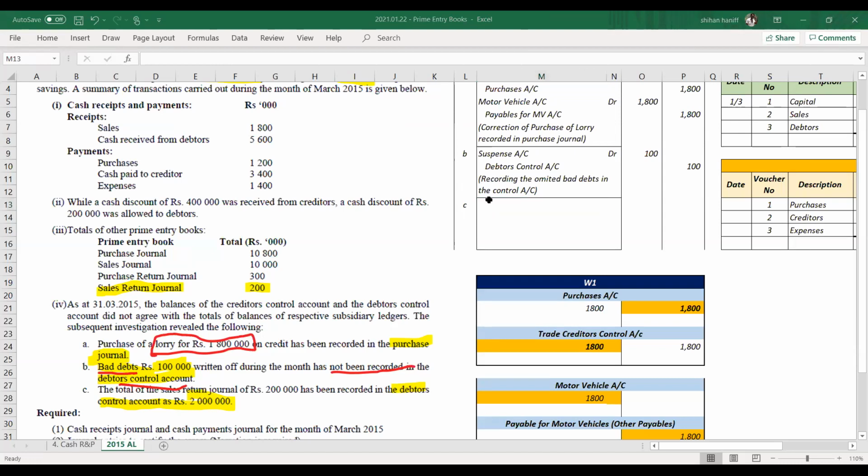Yes. So in the debtors control account, because it's a credit entry, it was credited more. You have to credit 200, but you have credited 2,000. Therefore, debit the excess amount, 1,800. Debtors control account debit, suspense account credit, 1,800. Correction of sales return 200,000.